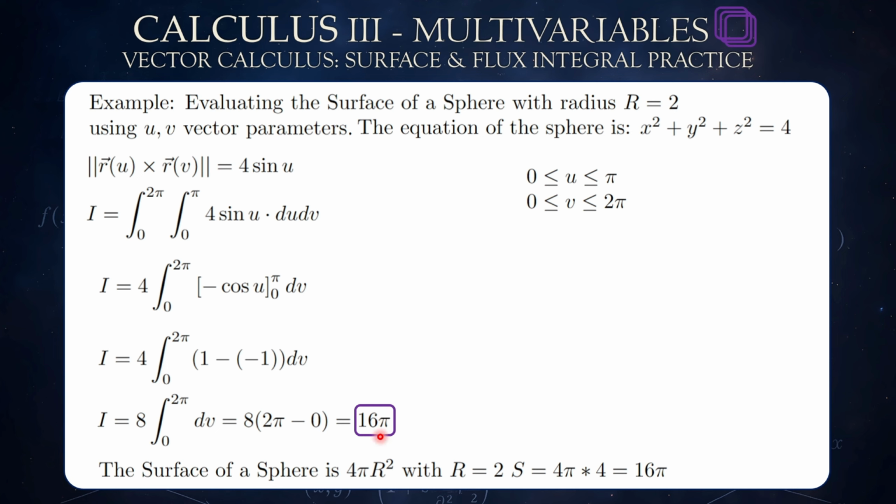Let's check it. The surface of a sphere is given by 4 pi r square, with r equal to 2, so 4 pi r square is equal to 4 pi times 2 square, which is 4, equals 16 pi.